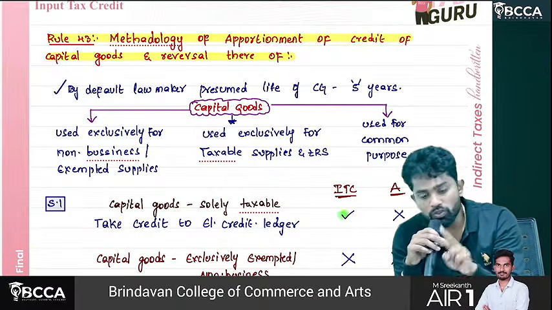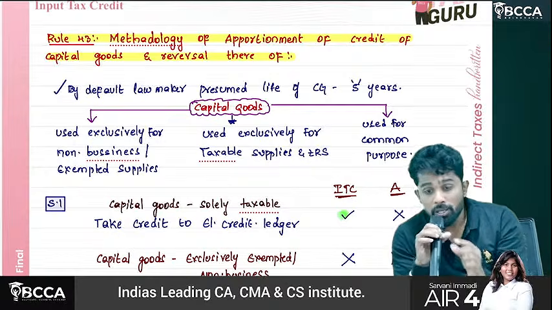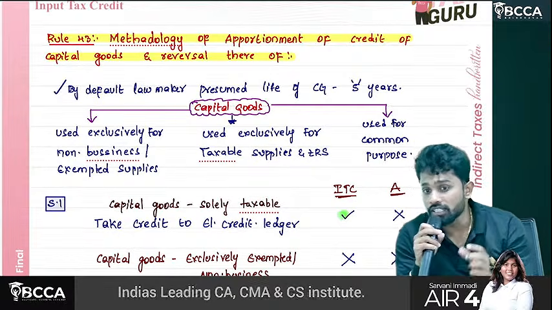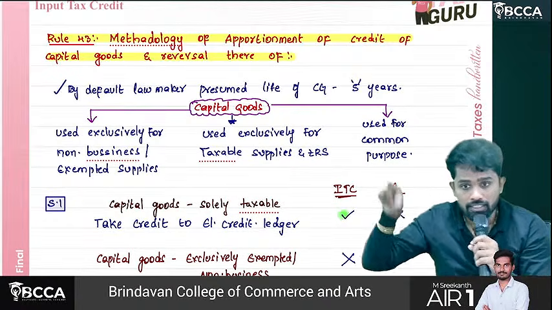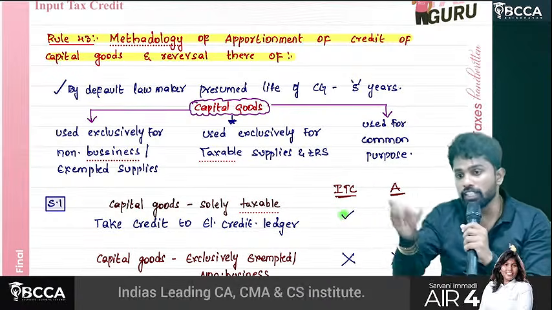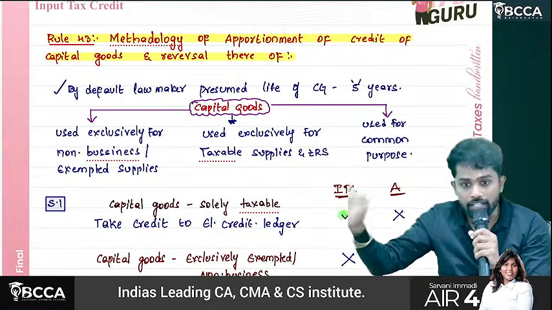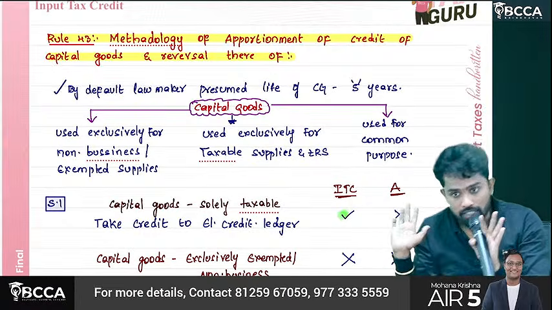In both the cases what we are saying is avail ITC, but just to have a differentiation, if it is used for common purpose, mark it as A. Separately you will take it as A. Just for identification. Understand, sir?